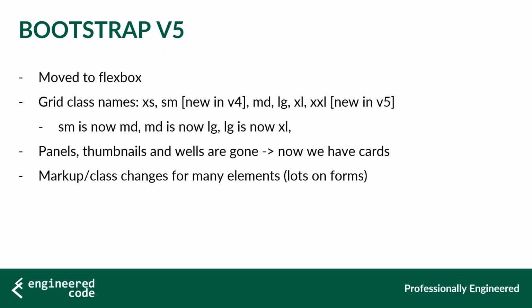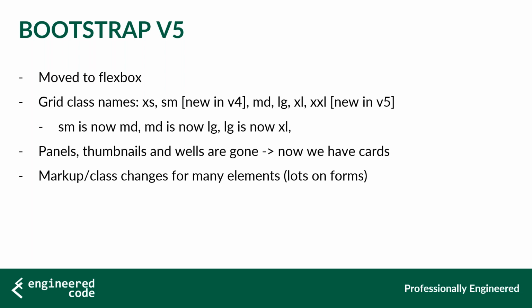But one of the big changes from version 3 to 4 was that the medium, the MD classes, aren't equivalent, because they introduced the new small in version 4. Version 3 had extra small, small, medium, and large. In version 4, small was changed to be a new breakpoint. So medium in version 3 is basically the equivalent of large in version 4. Small is now medium, medium is now large, large is now extra large.